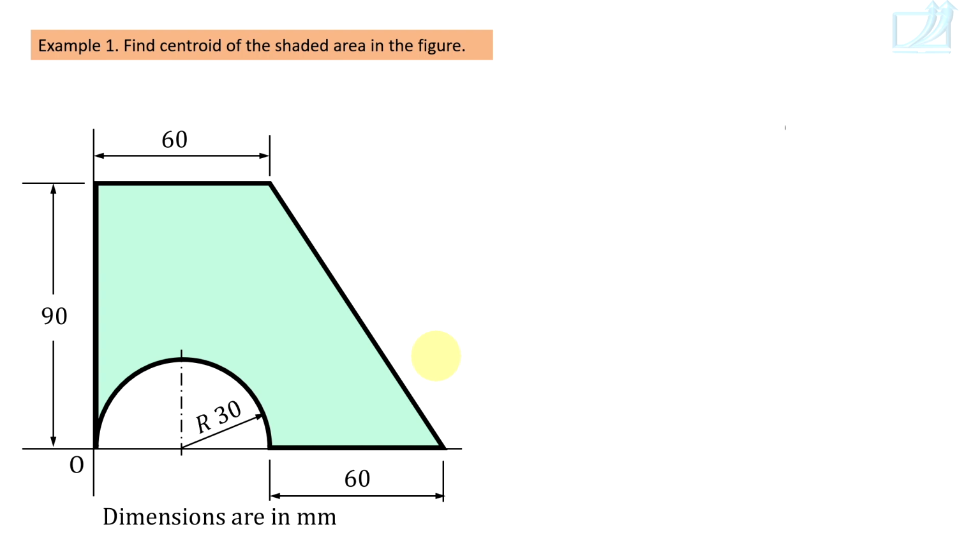By coordinates. We choose a horizontal reference axis, a vertical reference axis, x-axis and y-axis, and we define position of the point in that xy plane. So to find centroid of the shaded area means to find coordinates of centroid of the shaded area. Okay. So how to do that? Let's try to do that. It's a very simple problem.